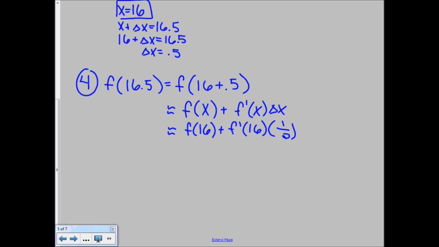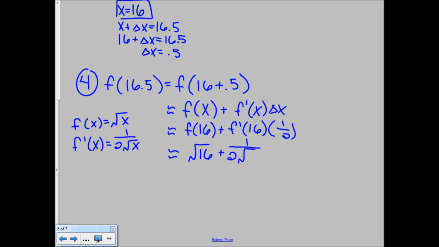So if we remember, we had f of x as the square root of x, and f prime of x is equal to 1 over 2 square root of x. So that means that this whole approximation formula is going to be the square root of 16 plus 1 over 2 times the square root of 16 times 1/2. So now all we have to do is simplify and write the final approximation.